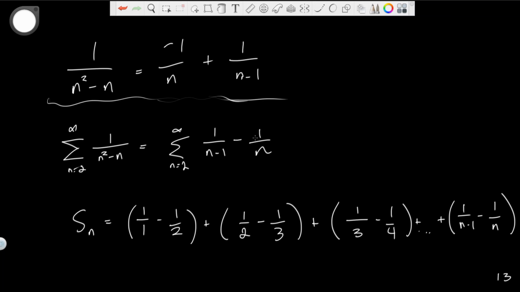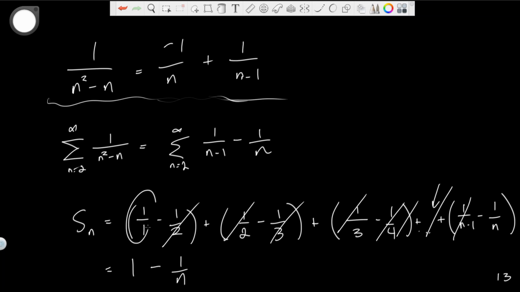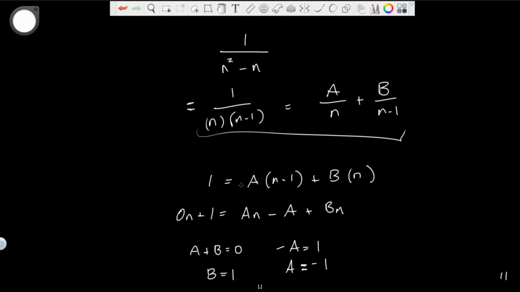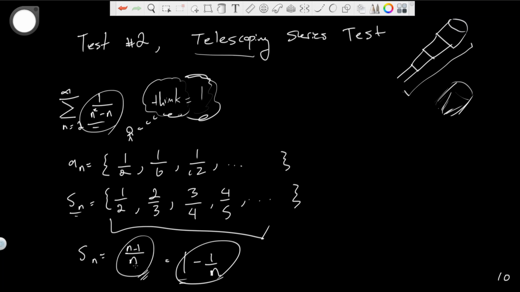This is a telescoping series. Look what happens here. The negative 1/2 and the 1/2 cancel. The negative 1/3 and the 1/3 cancel. The negative 1/4 and the 1/4 in the next term cancel. In the previous term to the last one, the 1 over n minus 1 and the negative 1 over n minus 1 cancel. And I'm left with 1 minus 1 over n. That's what I had several pages ago. That was my intuitive nth term.